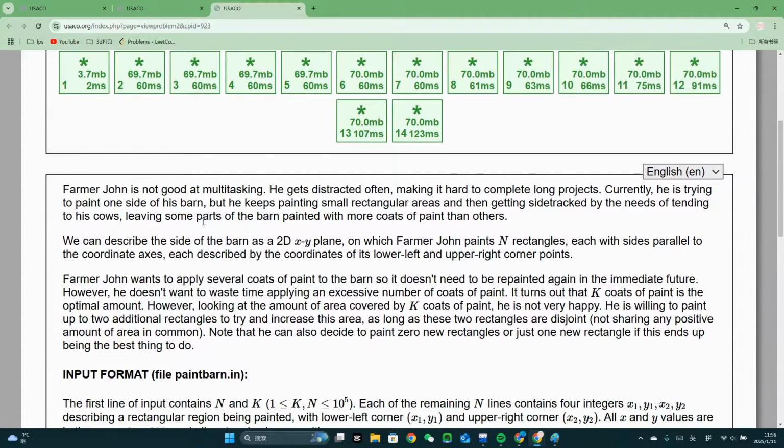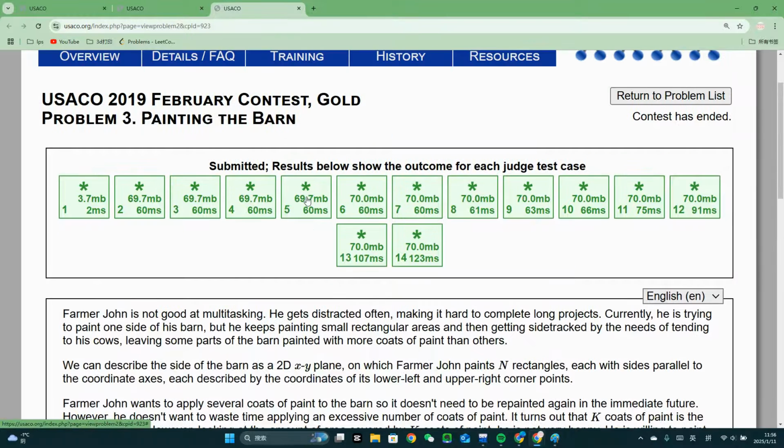So you can pause the video again and maybe give this problem a try. Okay, so it's alright if you didn't know how to do it, because this one is actually really, really difficult, and I'm just going to explain how I did it here.